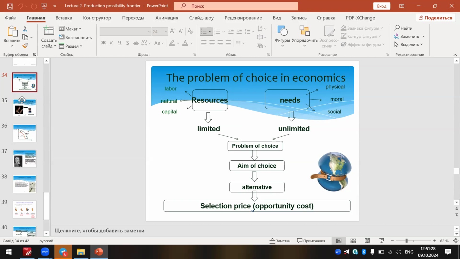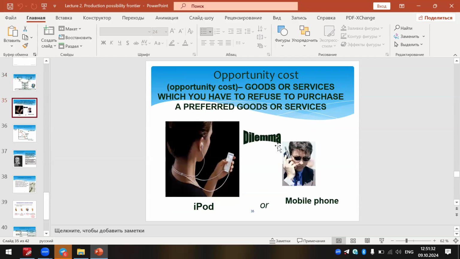For example, just a simple example. Opportunity cost: the goods or services which you refuse to purchase in favor of preferred goods or services. So it's always a dilemma. Is it an alternative for you to take an iPod, for example, or a mobile phone? It's just an everyday example. Either you choose an iPod or a mobile phone. I, for example, choose the mobile phone, given my available resources. Okay?